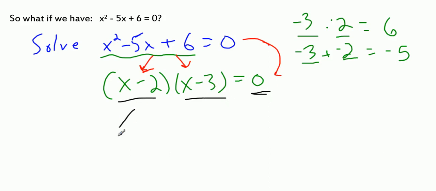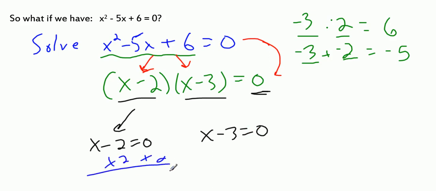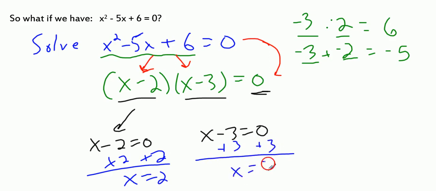So either the first one is 0 or the second one is 0. Okay? Again, these are both sort of one-step linear equations to solve. Add 2 to both sides, and we get x equals 2. Okay. Add 3 to both sides over here, and we get x equals 3. Okay, so there are two answers to this problem, 2 and 3.